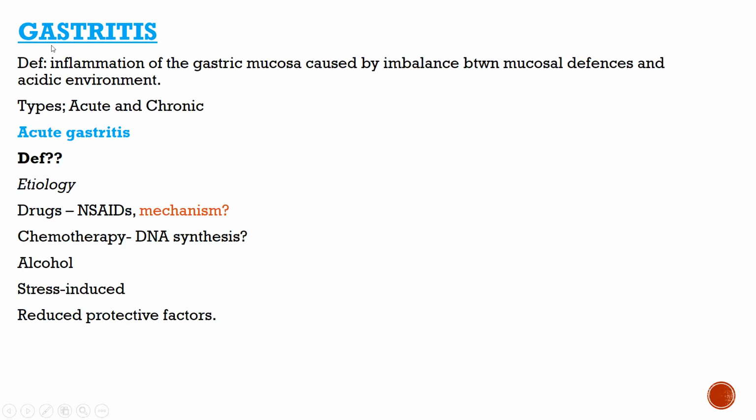Okay, let's come to gastritis now. So what is gastritis? As I explained before, gastritis is the inflammation of the gastric mucosa caused by an imbalance between the mucosal defenses and the acidic environment. The acidic environment, as I explained before, is the hydrochloric acid. The mucosal defenses. Which are the mucosal defenses? Is there anyone who can answer this? Just normal physiology? Hello?